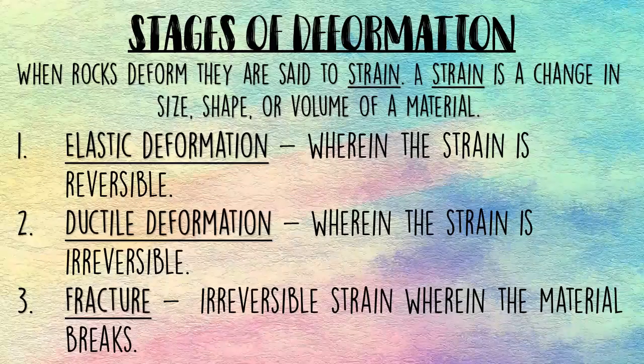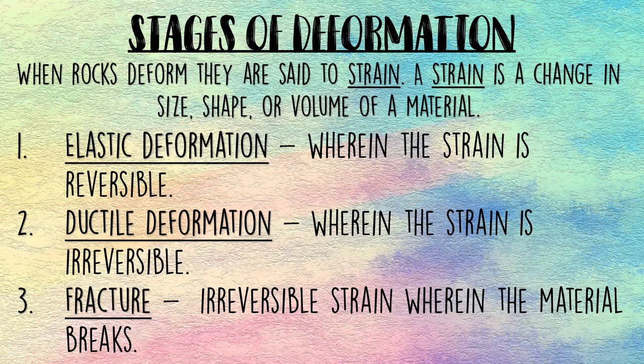Stages of deformation. When rocks deform, they are said to strain. A strain is a change in size, shape, or volume of a material. Elastic deformation, wherein the strain is reversible. Ductile deformation, wherein the strain is irreversible. And fracture, irreversible strain wherein the material breaks.